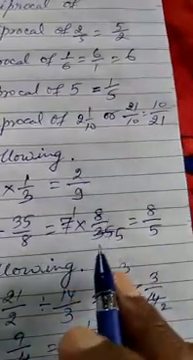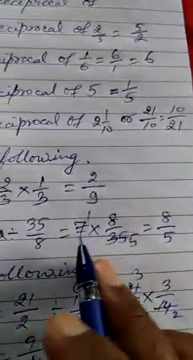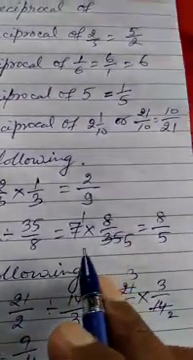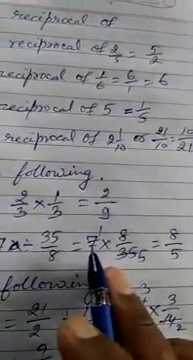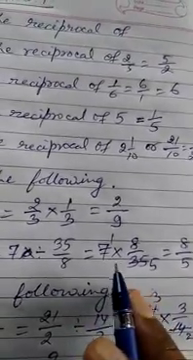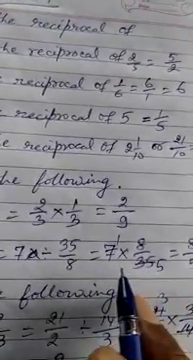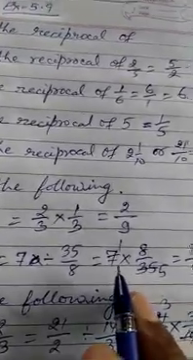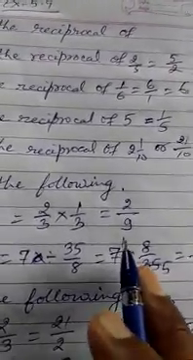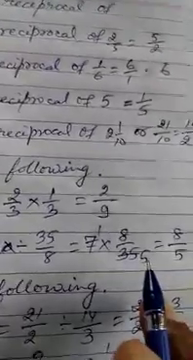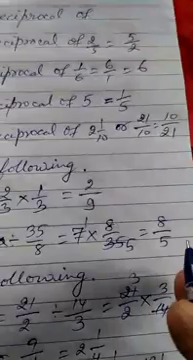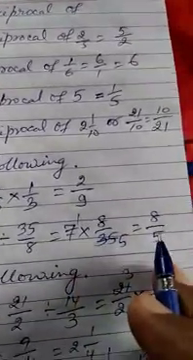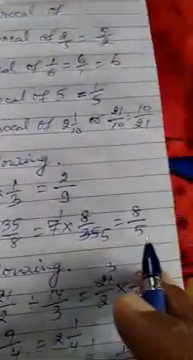Now 7 into 8 by 35. Now 7 into 8 is in the numerator and 35 is in the denominator. You see that 7 and 35 can be divided by the same number 7. So you will divide first: 7 by 7 is 1 and 35 by 7 is 5. Now you will multiply the numerators and multiply the denominators and write the answer. So 8 into 1 is equal to 8, by 5. So 8 by 5 is the answer.